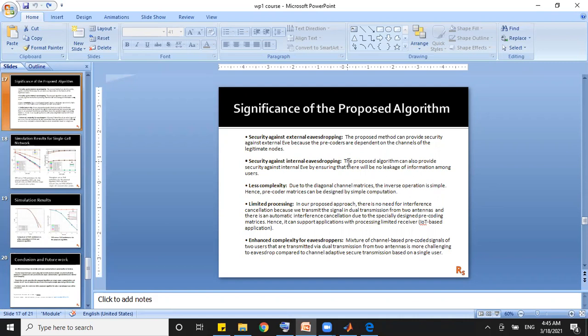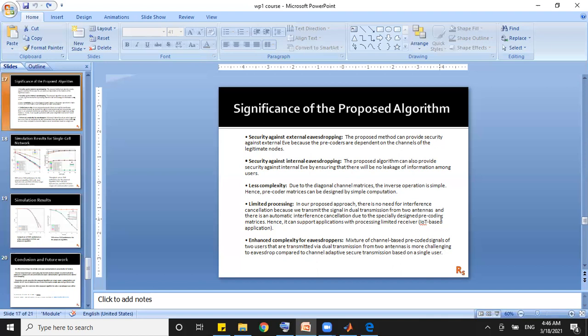It provides security against external eavesdropping because of the channel dependent precoders, and there is no leakage of information between the users even. And due to the diagonal channel matrices used in the algorithm, the inverse operation is very simple, and the precoder matrices can be designed by simple computation.